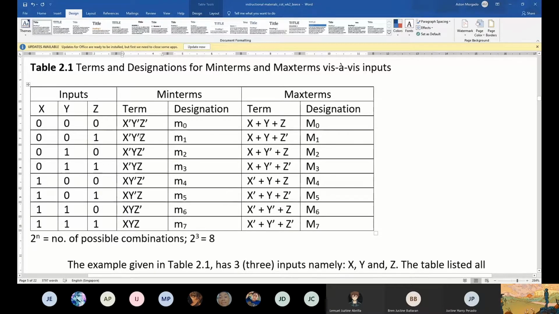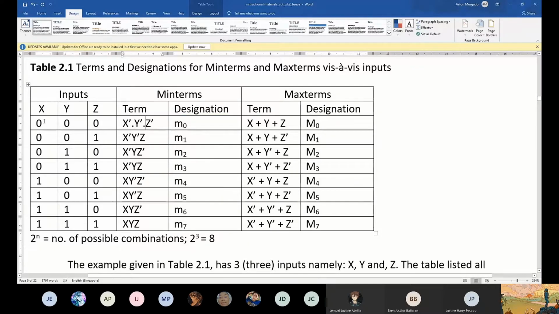So if there is no dot, it can have a dot or none. If there is no dot, it still means ANDing, multiplication. Having dots or having none, it's the same. So it means you have to multiply the literals. Again, when I say literals, it just simply means the letters here.